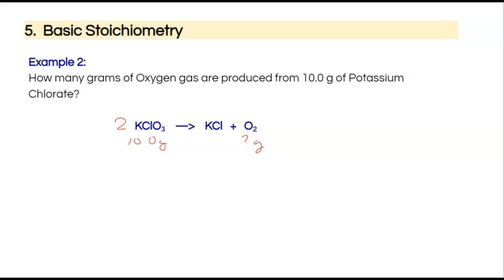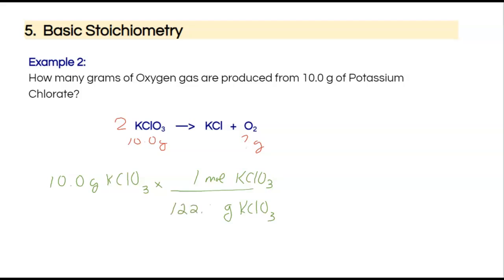So starting off with what I know, which is the 10 grams of potassium chlorate, I don't want grams of potassium chlorate, so I'm going to cancel those out. And I know that 1 mole of this substance has a mass of 122.55 grams, right? That's just using the molar mass of that substance. So I've canceled out grams, and I'm into moles of KClO3. But I don't actually want that. I need to figure out how many grams of oxygen.